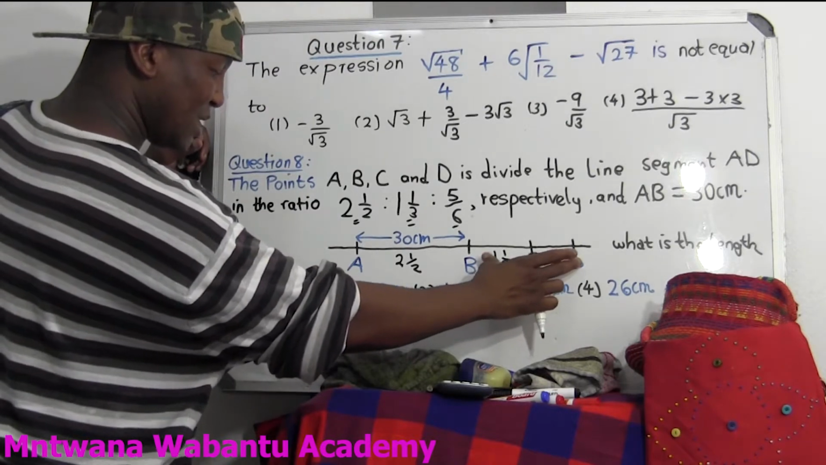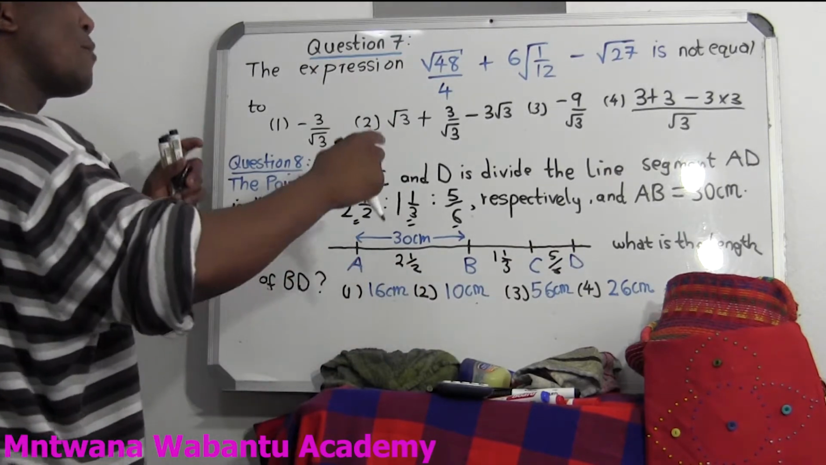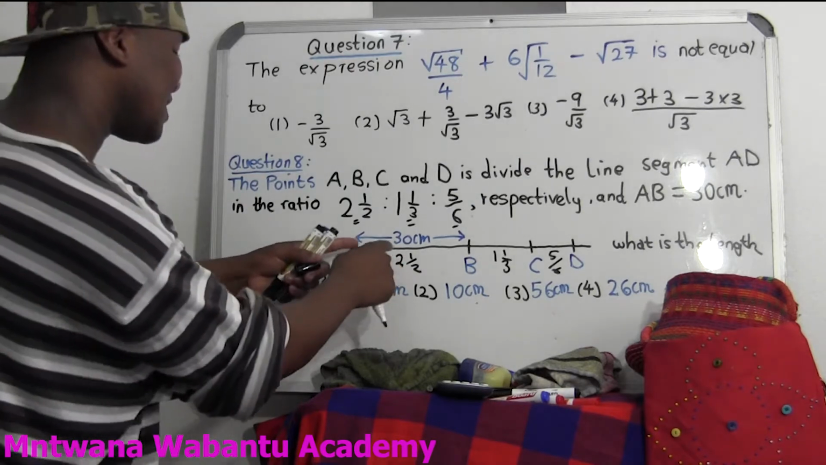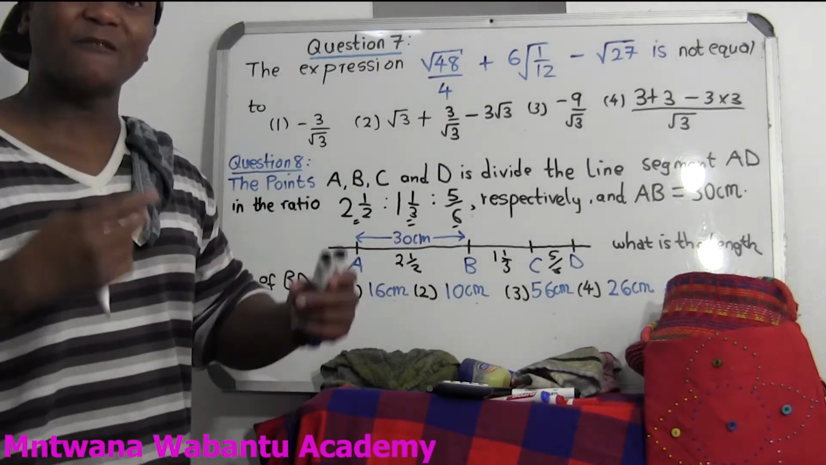All this is BD, because they asked for BD. This divided by the sum of all, and then we multiply by the total. So the problem now is we don't have a total. They only give us the length of A to B. So the first trick, we have to find the total.